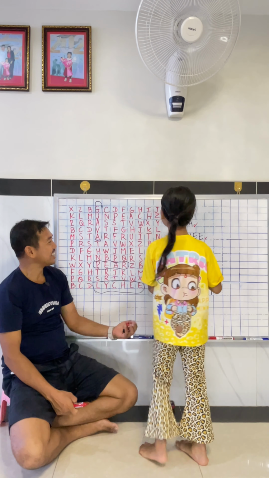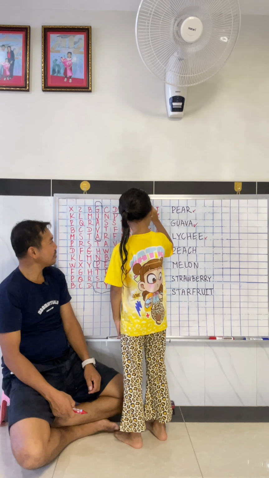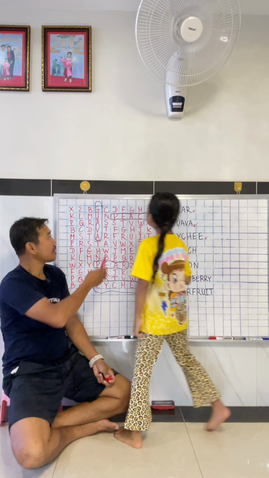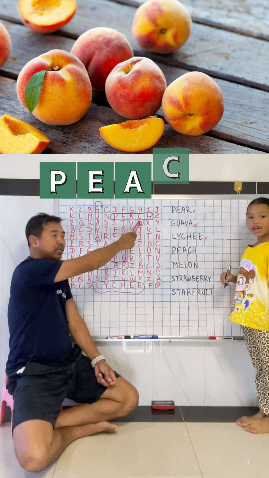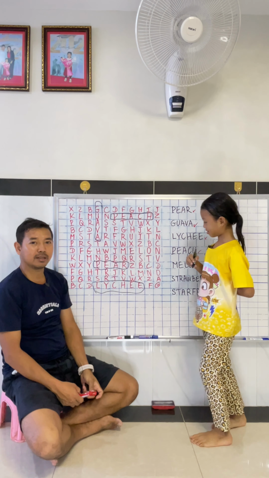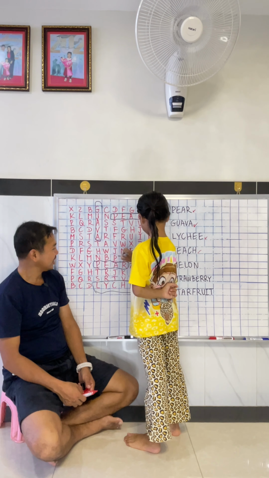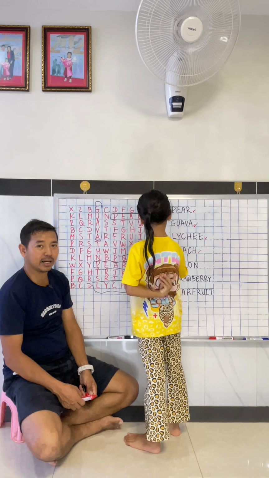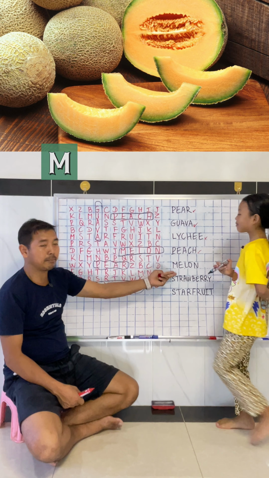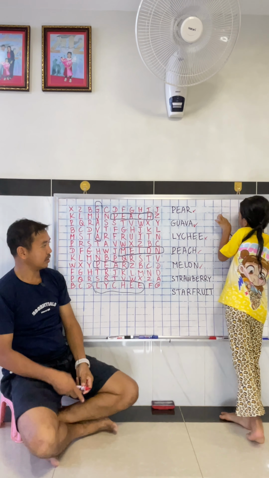And then peach. Start from letter P. You see? Okay, please circle. Start from letter P, finish with letter H. So we spelling again. P-E-A-C-H. Peach. And then melon. Yes, correct. Start from letter M, finish with letter N. So spelling melon again. Melon. It's not a lemon.